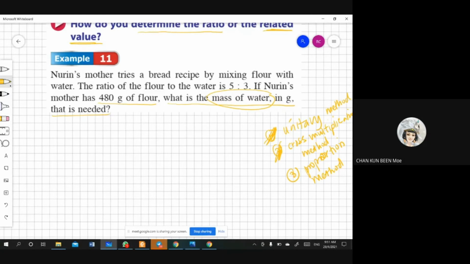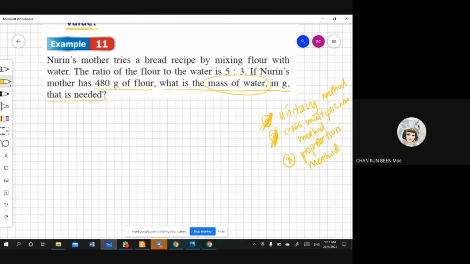Okay, so now we look at the example 11 back. So Nurin's mother tries a bread recipe by mixing flour with water. So only these two quantities involved, flour with water. The ratio of the flour to the water is 5 to 3. So you got to bear in mind it's 5 to 3. So if her mother used 480 grams of flour, what is the mass of water in gram that is needed?